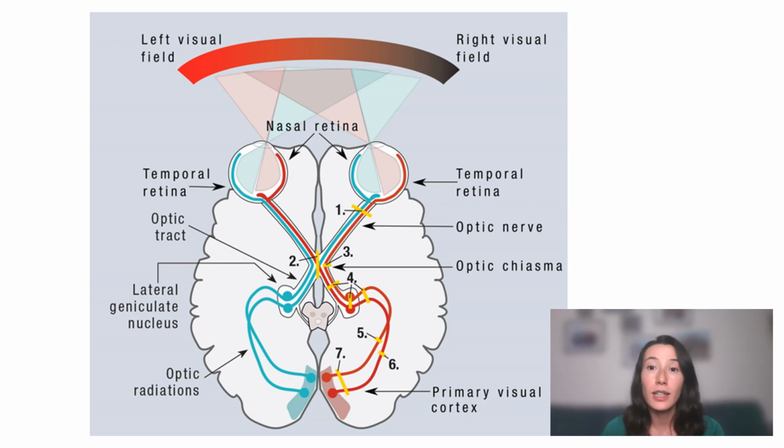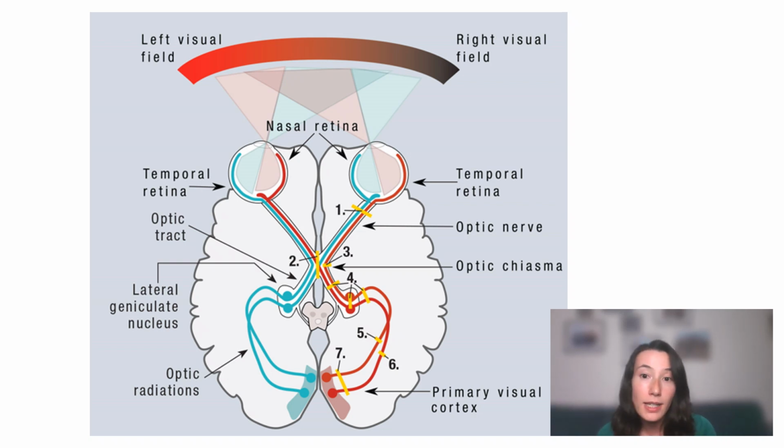If you look at the left eye and follow the blue line, so the left side of the left eye, you'll see that this stays on the left side until it reaches the brain. If you look at the right eye and look at the blue line, so the left side of the right eye, this line has to cross over the optic chiasm to reach the left side of the brain. Look at the right side of the left eye. You'll see the red line. This has to cross over to reach the right side of the right brain.